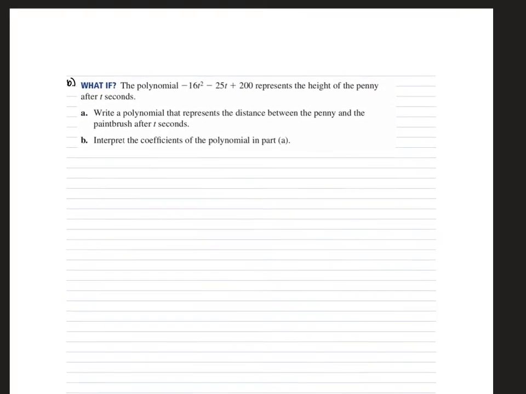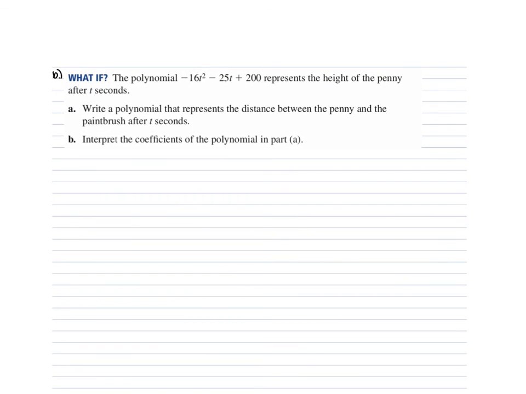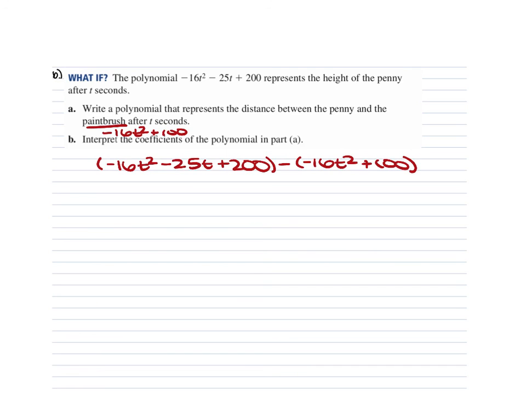For our last example, it tells us that the polynomial negative 16t squared minus 25t plus 200 represents the height of the penny. We are going to do the same thing and just write the difference between the penny and the paintbrush after t seconds. So from the question before this, that paintbrush was negative 16t squared plus 100. So we are going to take the negative 16t squared minus 25t plus 200 and subtract negative 16t squared plus 100 from it.